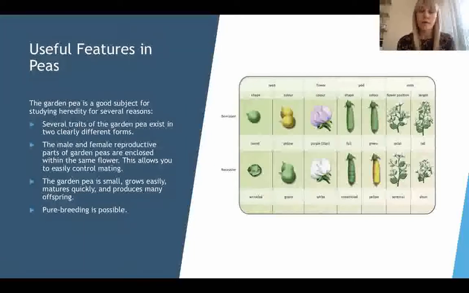Then the male and female reproductive parts are enclosed within the same flower. So it's easily controlled mating. He doesn't have to do anything, it happens by itself. The garden pea is small, grows easily, matures quickly, and produces many offspring. So, in other words, he can see the results of his experiments very quickly. Pea breeding is possible, and we're going to get to what the term pea breeding means.